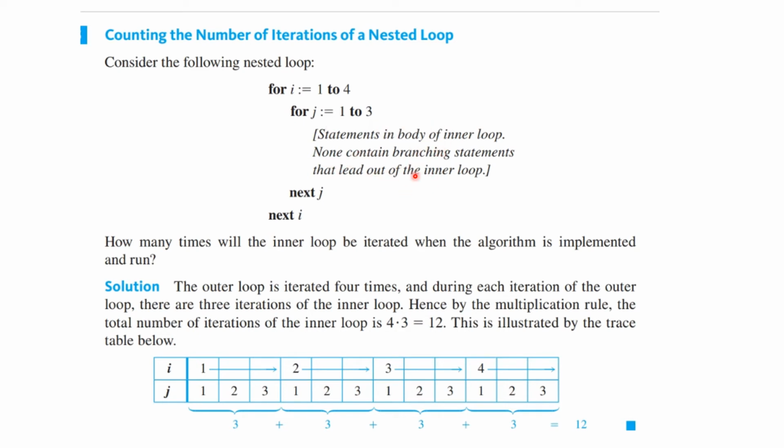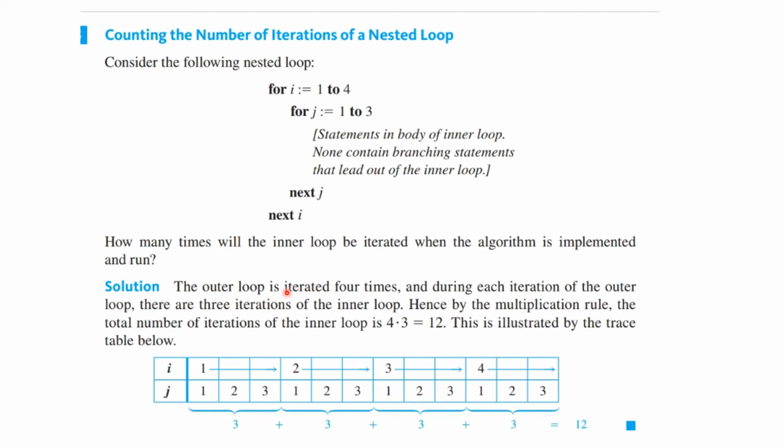Now, none of these statements contain branching statements that lead out of the inner loop, or else this count is fraudulent, but programming a lot of times happens this way. And so what you do is, this is the next j, you increment that, and then on the outside of that, you increment the i. So the question that I'm posing here, another good exam question, is how many times will the inner loop be iterated when the algorithm is run?